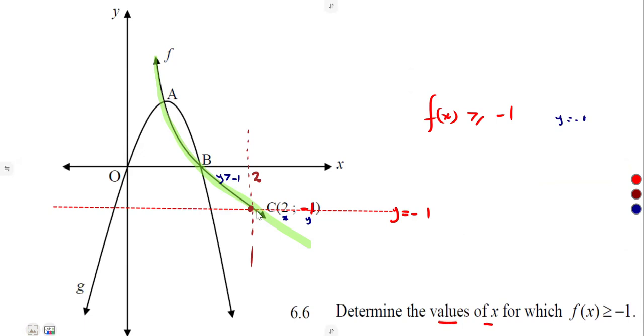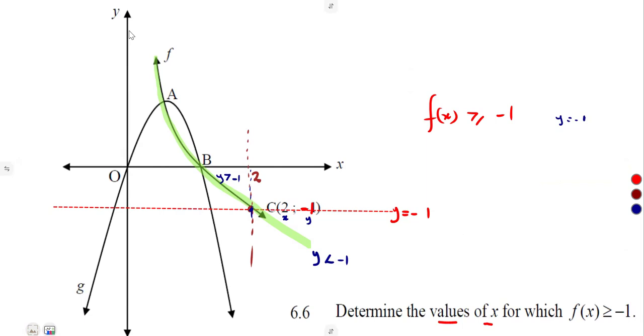From 2, we go this side, 2, 3, and so on. If we check the graph here, the y values are below the line of y is equal to minus 1, meaning our y values are less than minus 1. So which one satisfies where it is greater than? It is this one. Where y is greater than minus 1 from this point, from 2.